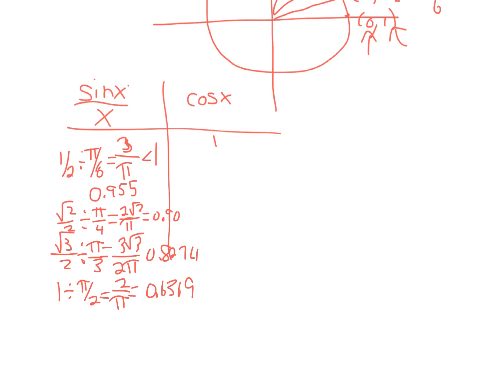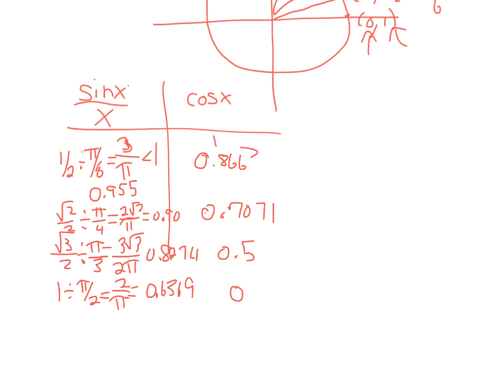Over in our cos column, we had 1 at 0, and then the next one at pi over 6 is 0.866. And then the next one for cosine at pi over 4 is root 2 over 2, which is 0.7071. And then at pi over 3, cosine is 0.5, and at pi over 2, cosine is 0.